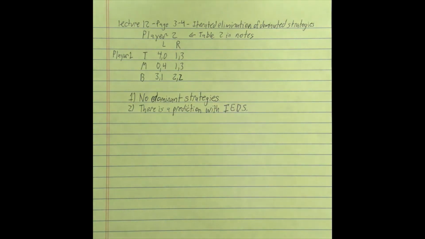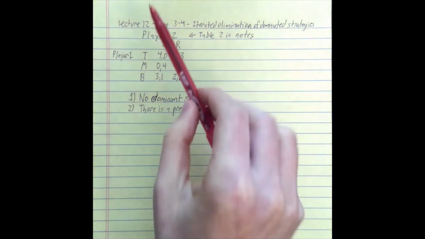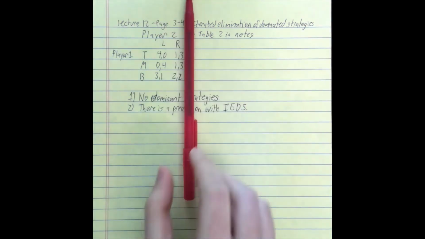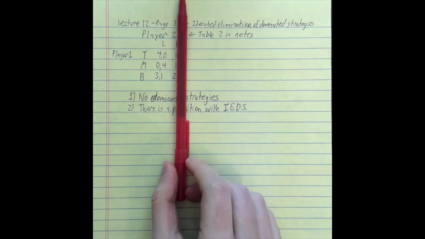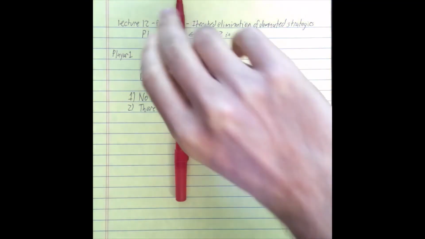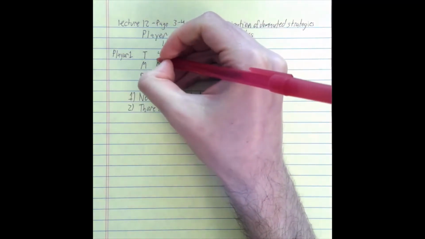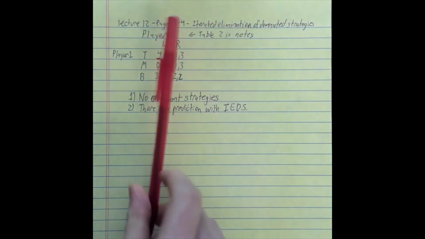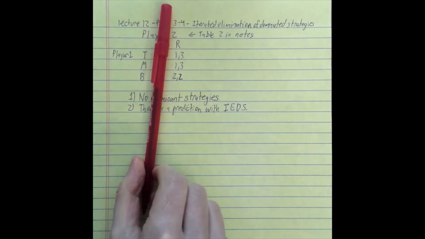So let's start by doing what I said we should always start with, which is let's figure out what the best responses are for each player. So let's suppose for a second that player 2 plays left. What should player 1 do? Top, middle, or bottom? So player 1 should play top. Now let's suppose player 2 plays right. What should player 1 do? They should play bottom.